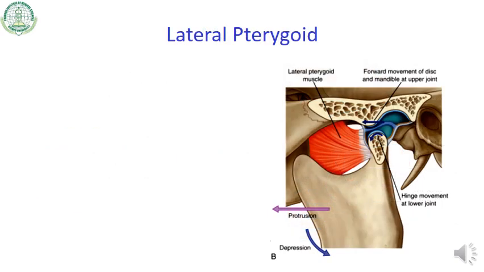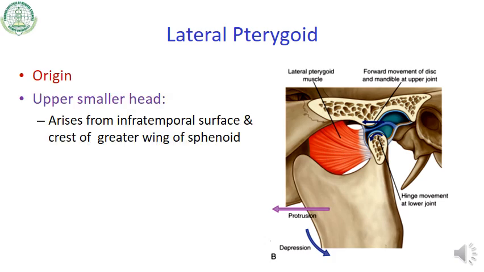Now coming to the third muscle of mastication, that is lateral pterygoid. So this is lateral pterygoid. Origin of the lateral pterygoid. The small upper head of the lateral pterygoid is arising from infratemporal surface and crest of greater wing of sphenoid. So somewhere here, this is the greater wing of sphenoid. Its infratemporal surface and crest gives attachment or origin to the upper smaller head of the lateral pterygoid.